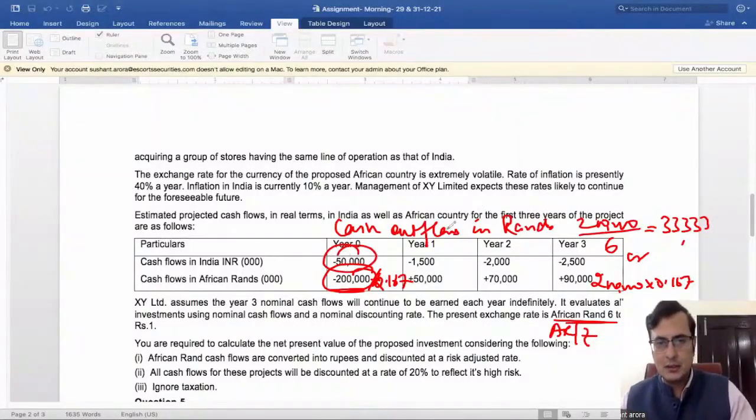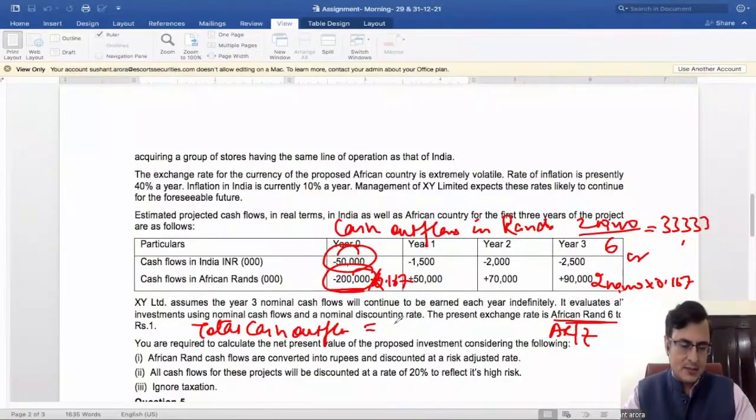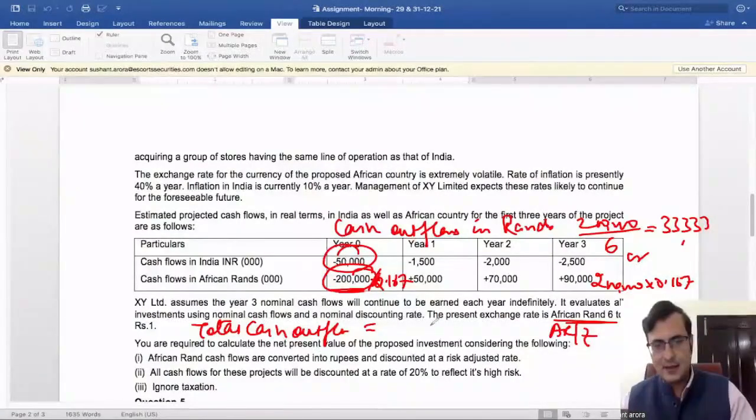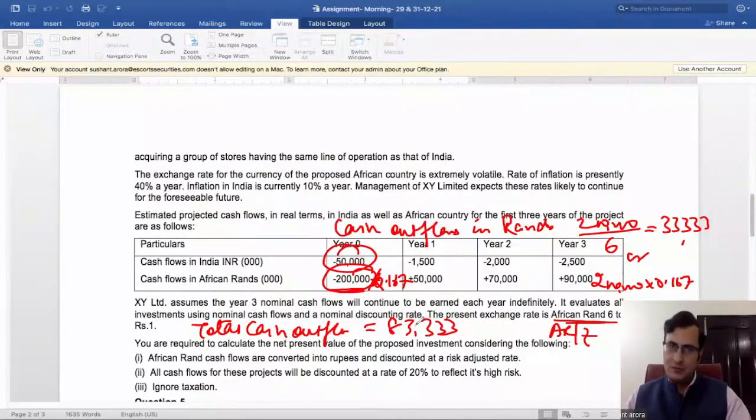So your total cash outflow becomes 50,000 plus this, which is 83,330. But at any step you want me to repeat, please let me know. We have time. It's not that this class gets over at 10 o'clock. You can extend it for whatever time you have.